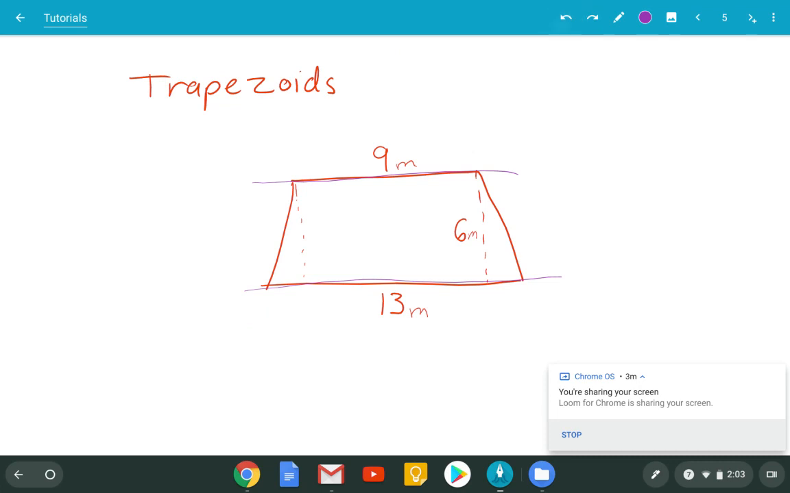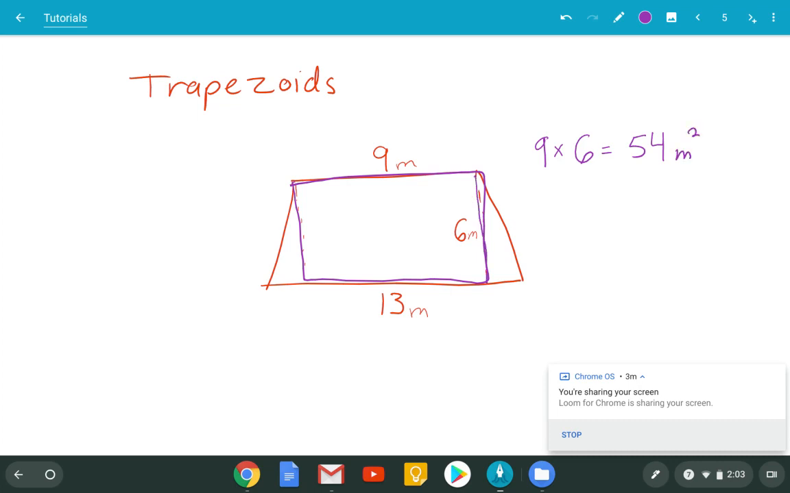So there are a few different ways that we can think about this, but I think the easiest way is if we break it into different shapes. If we just look at this rectangle right here in the middle, this would be a 9 by 6 meter rectangle. And we can find the area of a 9 by 6 meter rectangle by multiplying 9 times 6, which is 54. So just inside that rectangle, we have 54 meters squared.